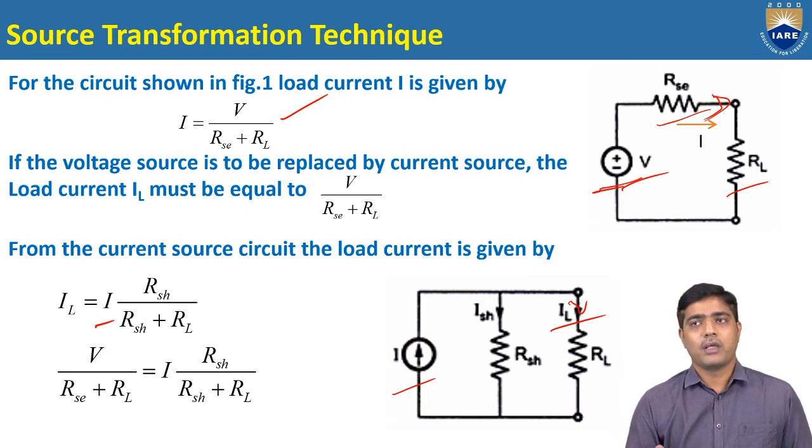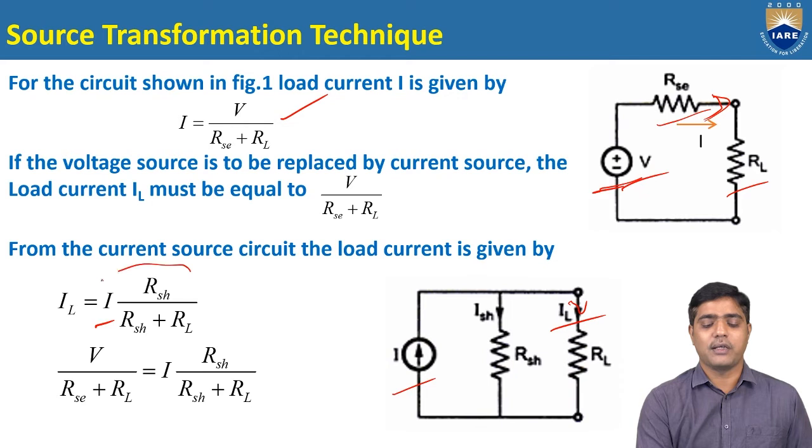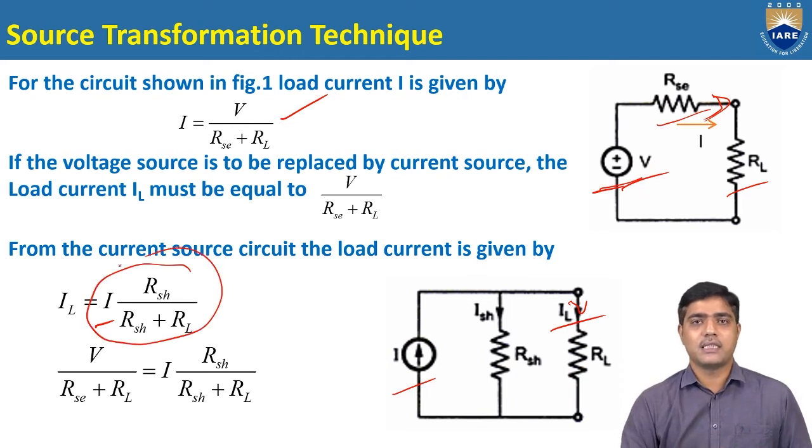Now if you are comparing these two circuits, the voltage source circuit and the current source circuit, if you want to convert the voltage source into the current source, the current flowing through the load should be the same. So now we can equate these two currents: V by Rsc plus RL is equal to I into RSH by RSH plus RL.